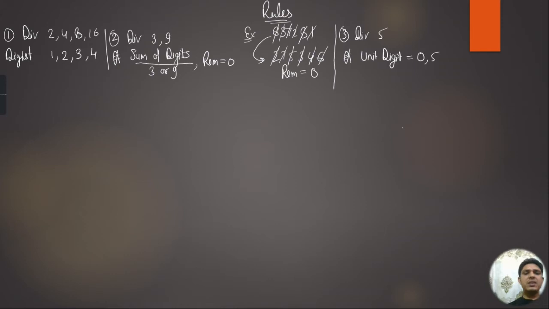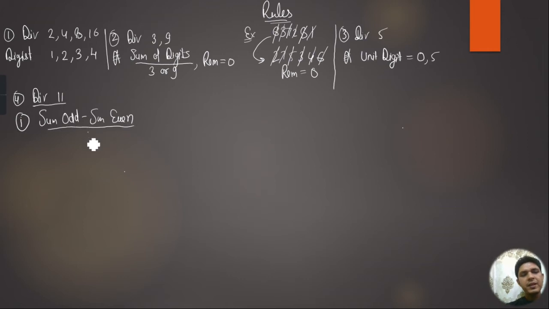Okay. Let us discuss the fourth rule here. The divisibility rule of 11. A number will be divisible by 11 if... I have three rules of divisibility by 11. Let us check, students. Sum of the digits at odd places minus sum of the digits at even places, divide by 11 and remainder should be 0.